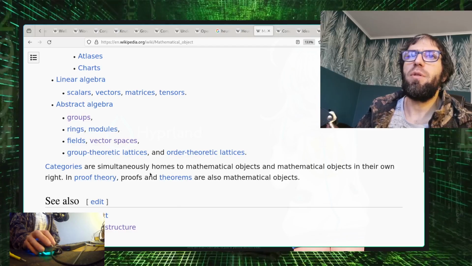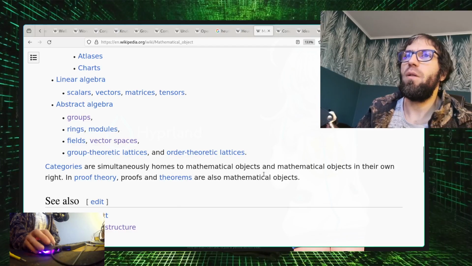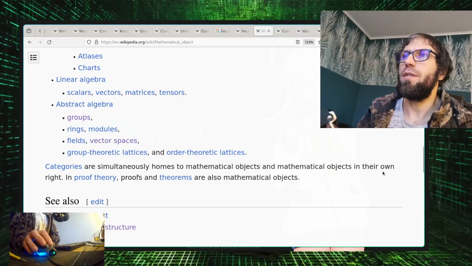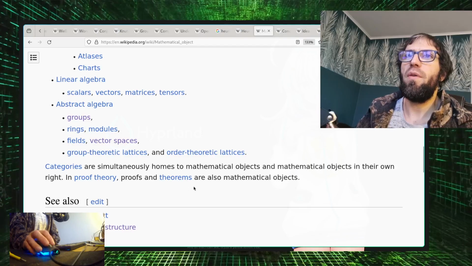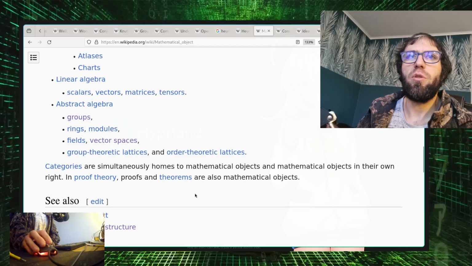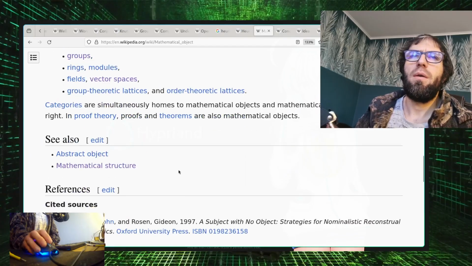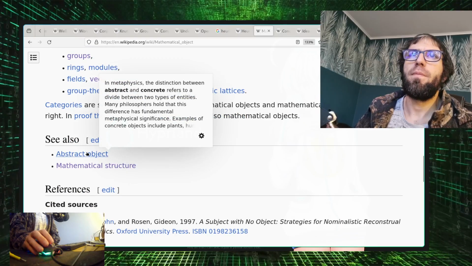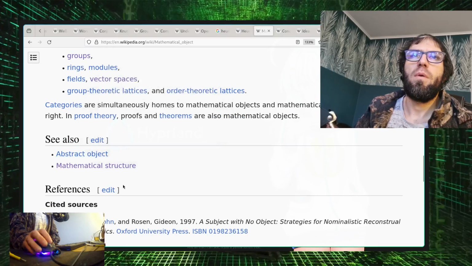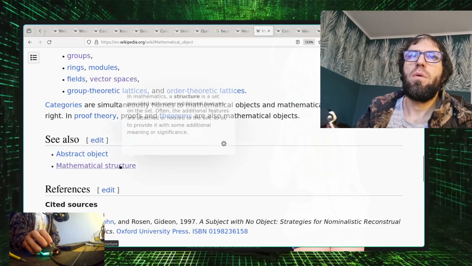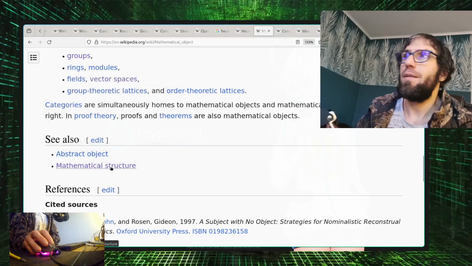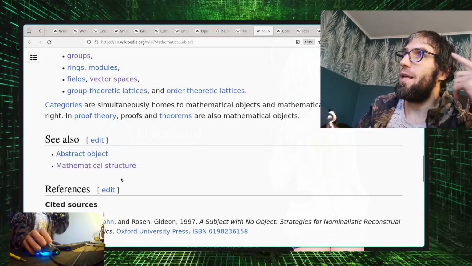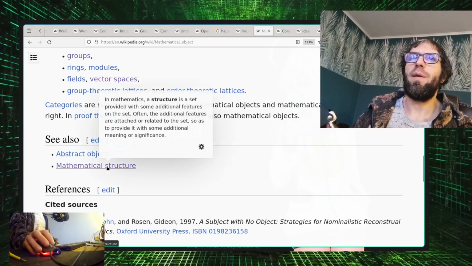Categories are simultaneously homes to mathematical objects and mathematical objects in their own right. In proof theory, proofs and theorems are also mathematical objects. Wow. And of course here we have two related notions: abstract object, something not concrete that lives in our head, and mathematical structure.